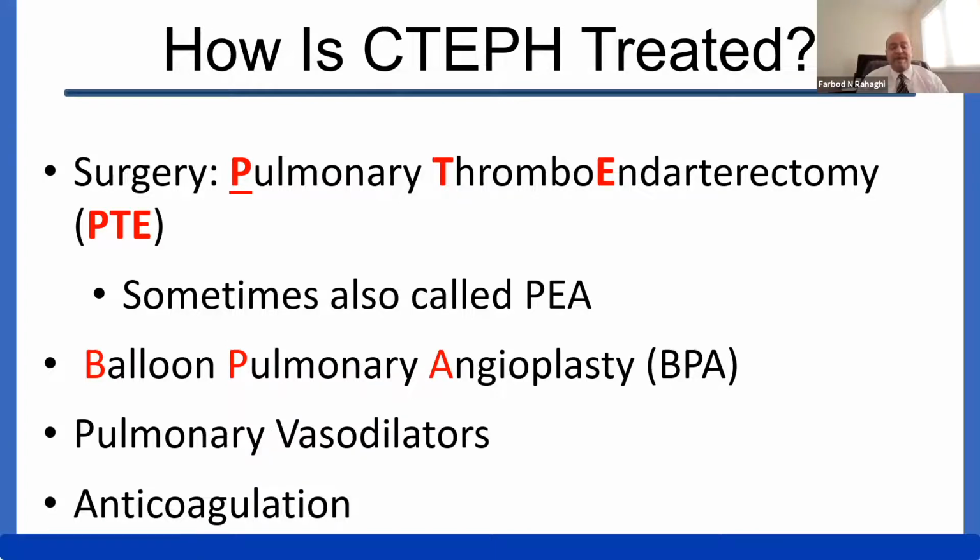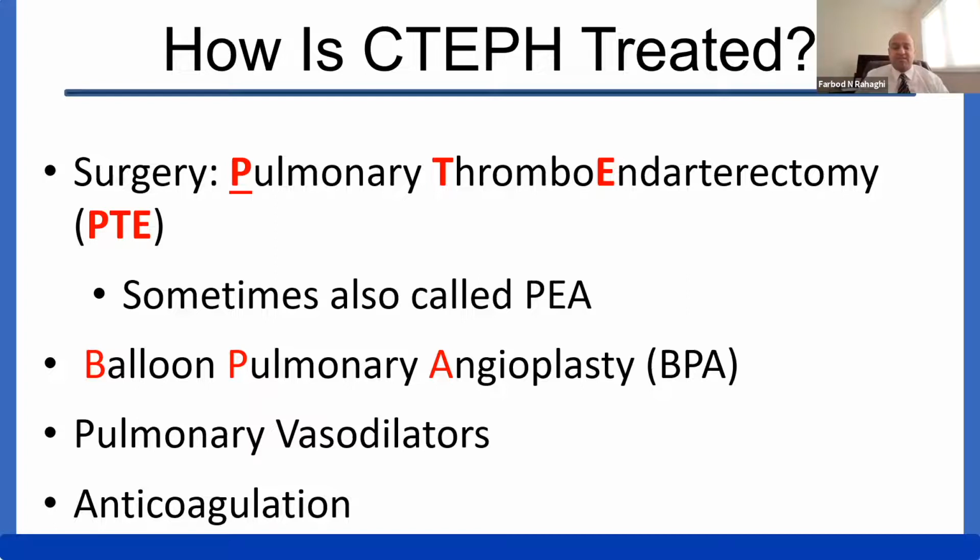But in terms of how do you actually treat it more aggressively to try to reduce the symptoms and prevent right heart failure, there's basically 3 options. The first one, and the most powerful one, and one that has been linked to essentially curing the disease, is the surgery pulmonary thromboendarterectomy, otherwise known as PTE. And I recognize that in many sites, it's also called PEA.